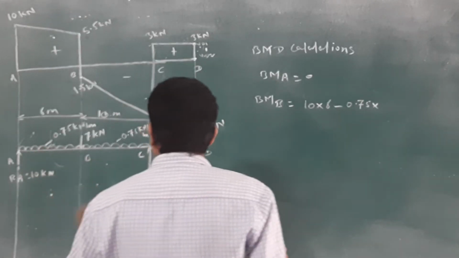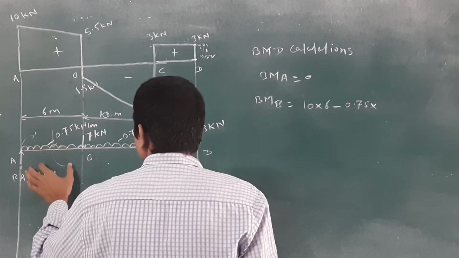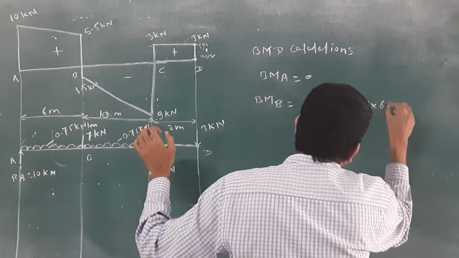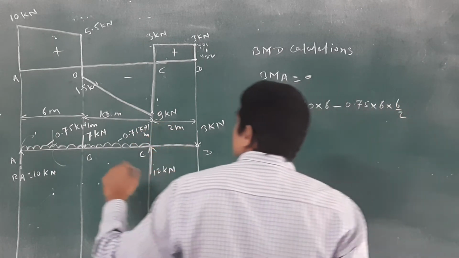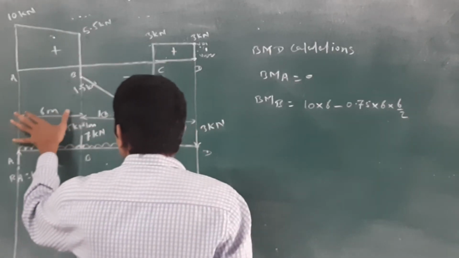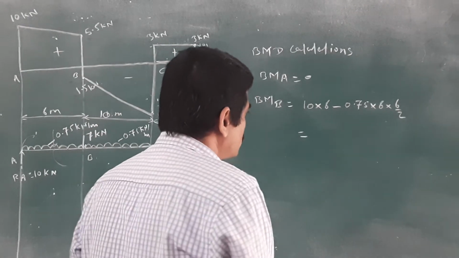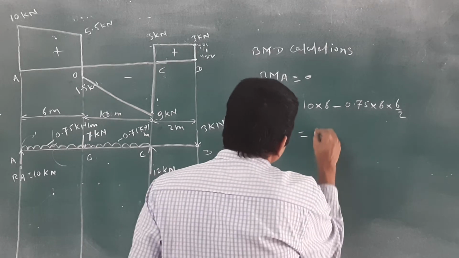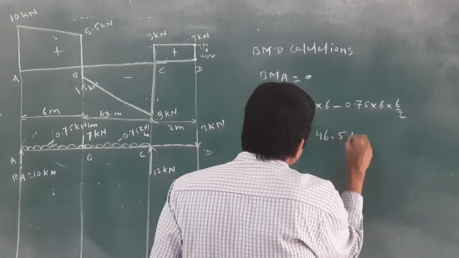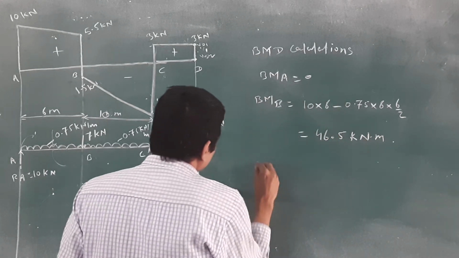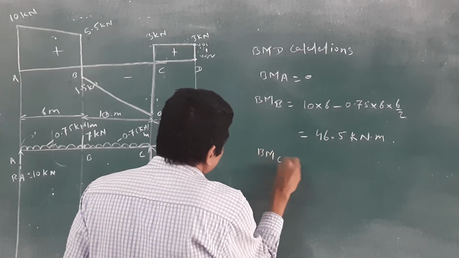into, how to write? Force into what? Distance. Okay, force into distance 6. And where is that? At the CG. Where is the CG? 6 by 2. Then we will get the CG of that point. Okay, what is the value of that? 46.5 kilonewton meter. Right? Then next is the bending moment at point C.